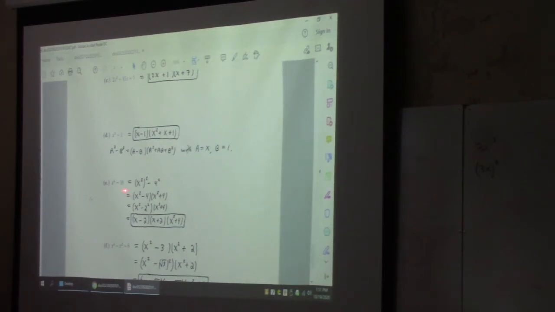For part E, it's the difference of squares and then again the difference of squares. So you end up with x minus 2, x plus 2, and then x squared plus 4. I think a lot of people got this one right as well, which is good.